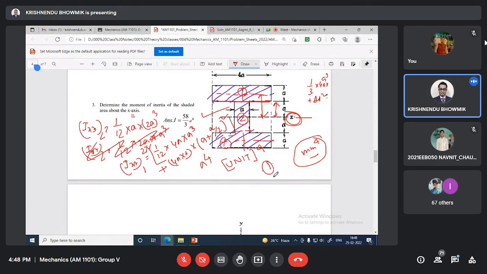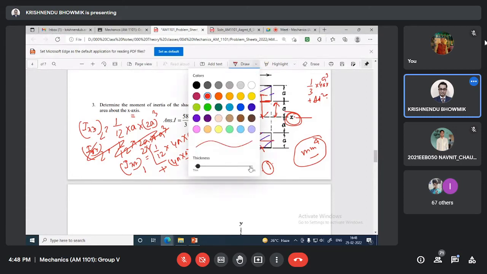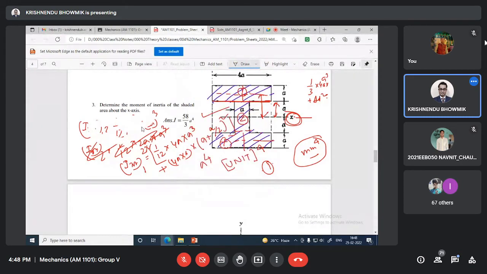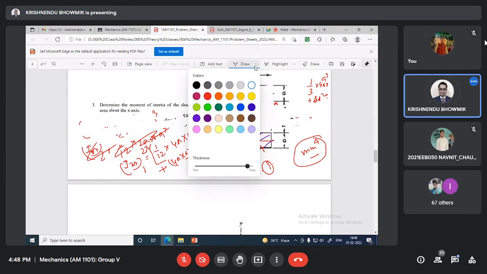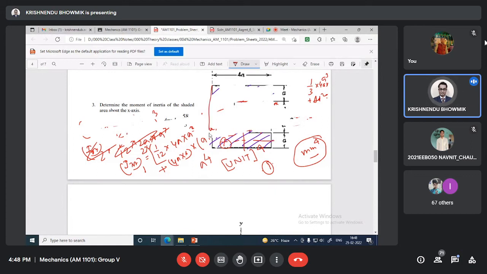So 3 is over. Another approach people can do, just a minute. Okay. So what we can do, we can use the entire section for one value of I. Then we can consider these sections and these sections' Ixx value and we can subtract.